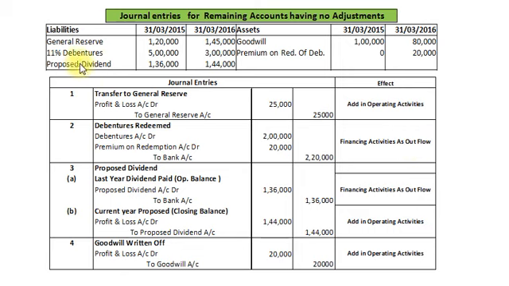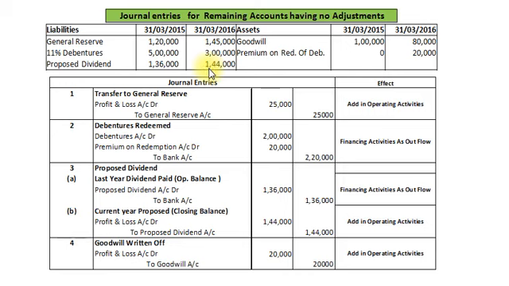Third item, proposed dividend: opening balance 1 lakh 36,000, closing balance 1 lakh 44,000. As usual it will be treated as follows. Opening balance means last year's proposed dividend will be paid in cash. So our accounting entry for last year's dividend paid: proposed dividend account debit to bank account rupees 1 lakh 36,000, and it will be recorded in the cash flow statement as an outflow in financing activities.